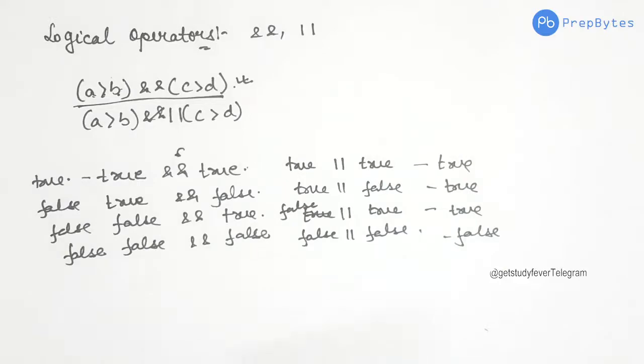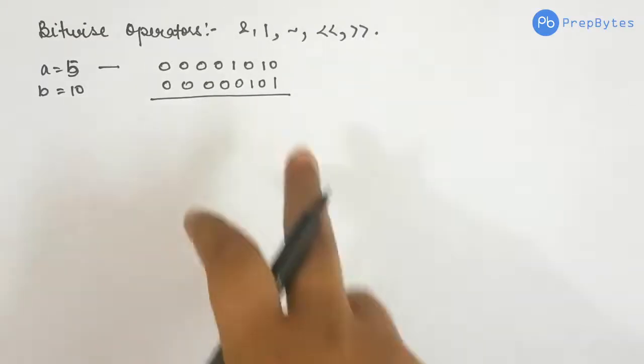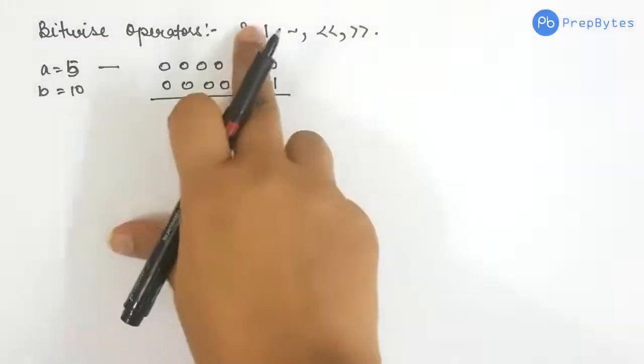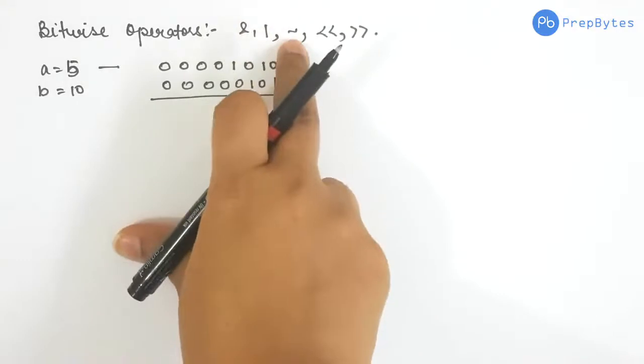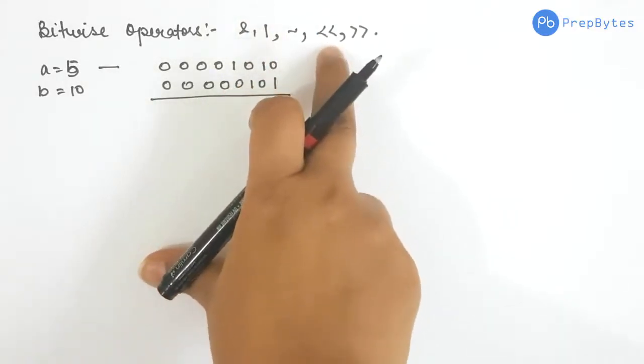Let's go back to bitwise operators. We have seen that we have several bitwise operators: bitwise AND, OR, bitwise complement or bitwise negation, left shift, and right shift.